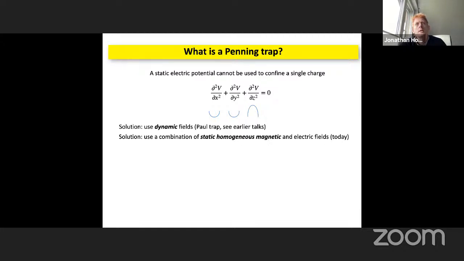And there are two ways that you can think of to solve this problem. The one that you've probably dealt with up till now in these lectures is to use dynamic fields, and that's called a Paul trap. And I think that's probably been the basis for every talk that you've seen so far. The solution that I'm going to talk to you about today is different: we come with static electric fields, which will suffer from the Laplace's equation problem, if you like, but we supplement that with a homogeneous magnetic field and thus provide the full trapping.